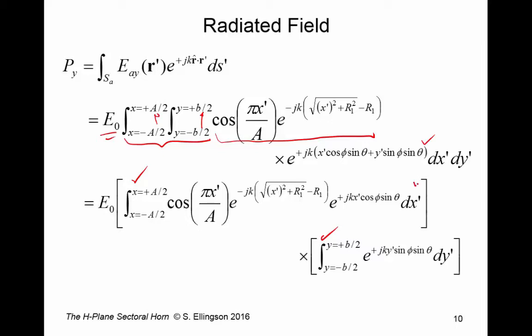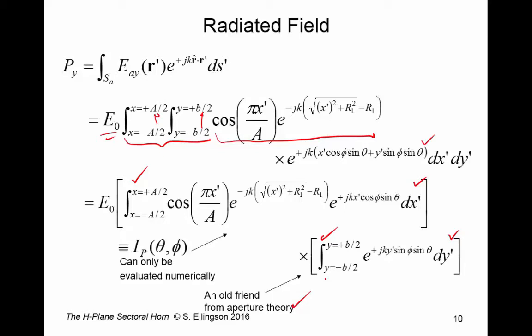Now, if you look at this expression, it looks pretty complicated, but it should look somewhat familiar to you. In fact, as I say here, this is an old friend from aperture theory. We know this is going to give us a sinc-like result. This other integral can really only be done numerically, at least as far as I know. So I'm going to give this a name so I don't have to keep writing the whole expression out over and over again. The name I'm going to give it is capital I sub p, and this is a function of theta and phi, so I've indicated that explicitly here. So now whenever I refer to I sub p of theta, phi, it's this integral evaluated at theta and phi.